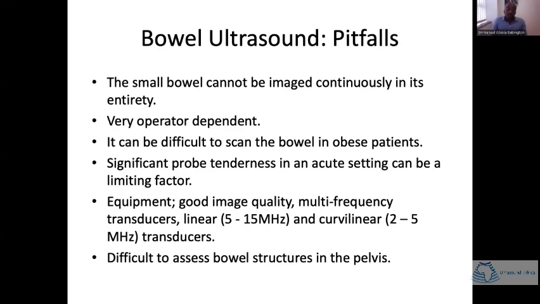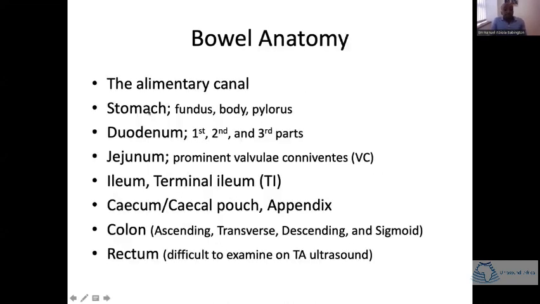Ultrasound is also very difficult for examining the bowel in obese patients, but not impossible. We always need very good quality equipment when we scan the bowel on ultrasound. We need a combination of a linear and a curvilinear transducer, and it's difficult to assess the bowel in the pelvis. So the anatomy of the bowel, well, we mentioned that earlier: stomach, duodenum, jejunum, ileum.